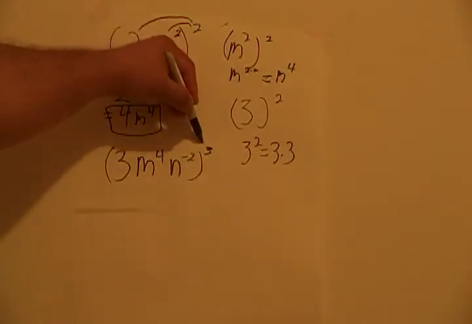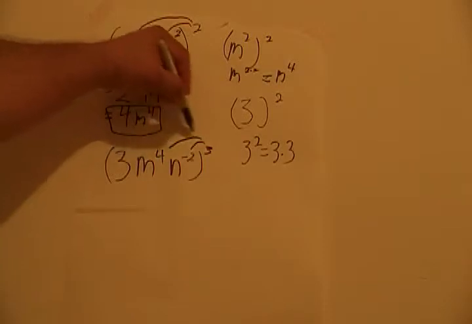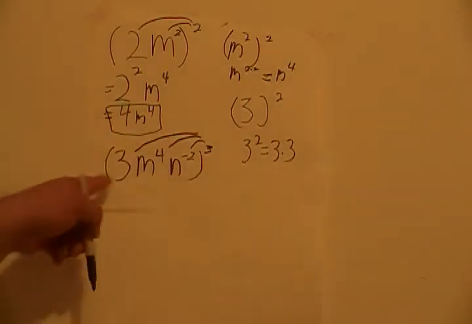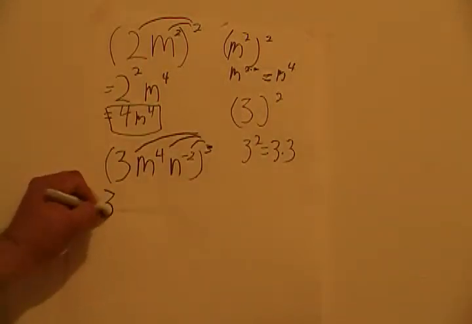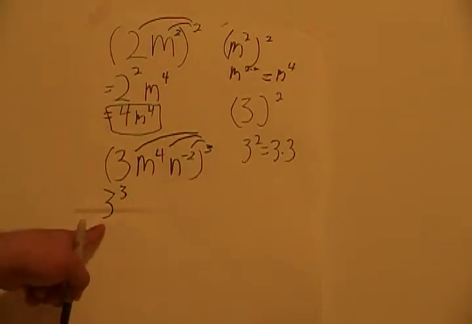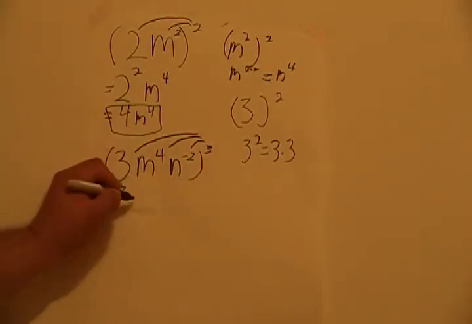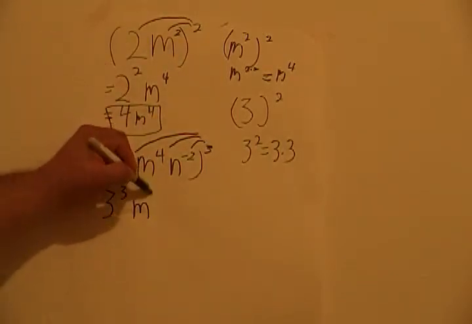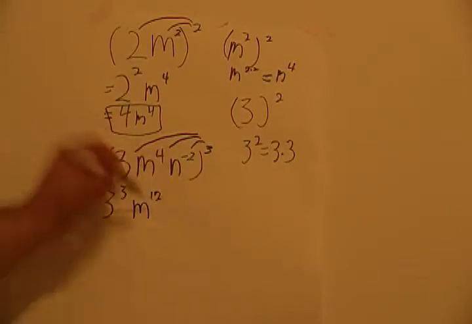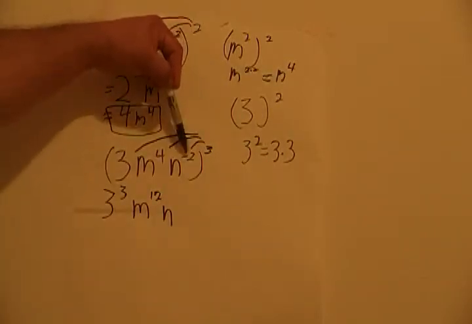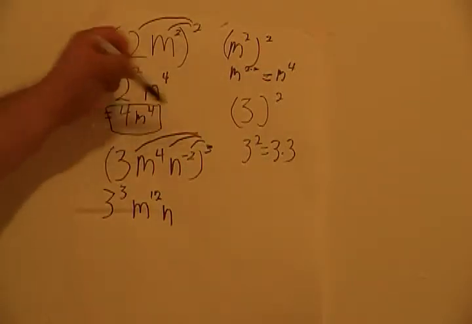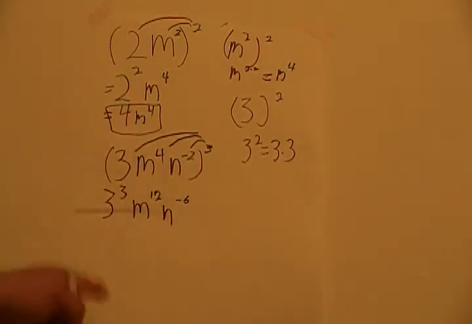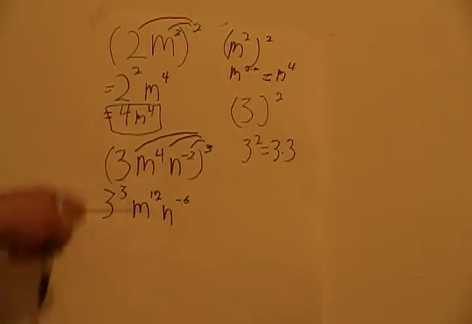Again, we're going to distribute to each term, so to the number, to m and n. So it's going to be 3 to the third power, not 3 times 3, but 3 to the third power, times m, and then 4 times 3 is 12, and then n, which is going to be negative 2 times 3. Negative 2 times 3 is negative 6, n to the negative 6, m to the 12. Are we done here? Not quite.